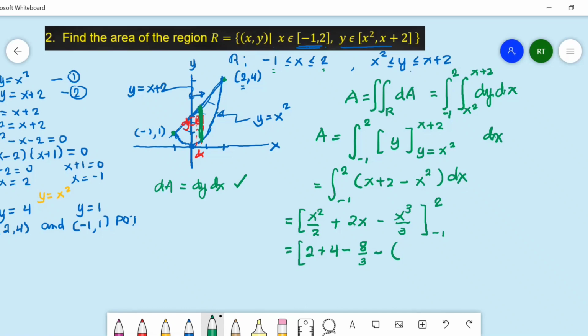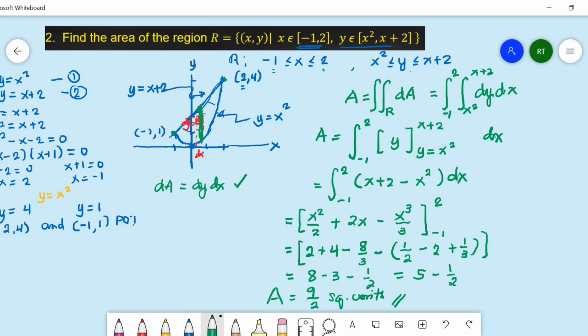Now, when x is -1, -1 squared, of course, is 1, so we have 1/2. 2 times -1 is -2, and -1 cubed is -1, and the negative of that is positive. If we combine, we have here 2 plus 4 is 6, minus 2 is 8. Then we have 8 over 3 plus 1/3, which gives us 9 over 3, which is 3, then minus 1/2. Giving us 5 minus 1/2, and 5 minus 1/2 is 9 over 2. Therefore, the area of the given region is 9 over 2 square units.